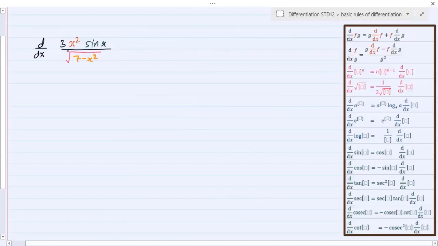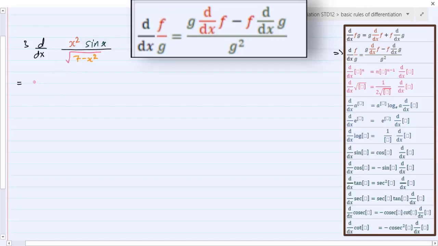Here we have to differentiate 3x² sin x upon under root of 7 minus x². First of all, you should observe that 3 is the constant term, so let's take it outside of the differentiation. Now, we have two functions in ratio, so initially we have to apply the division rule.